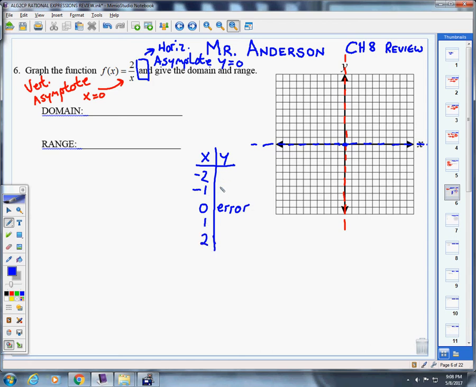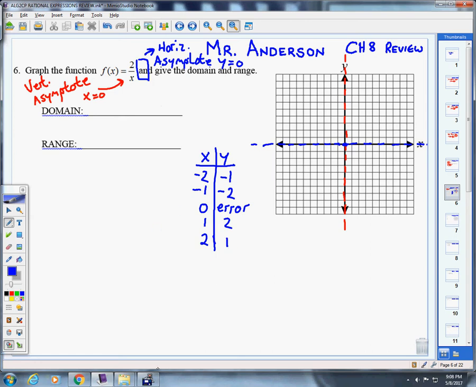Now, what are those y values? Actually, these are easy enough to plug in. We can plug in these x values and see what y equals, or I guess I could have written f of x here rather than y. 2 over -2 would be -1. 2 over -1 would be -2. There's our vertical asymptote, and 2 over 1 is 2, and 2 over 2 is 1.